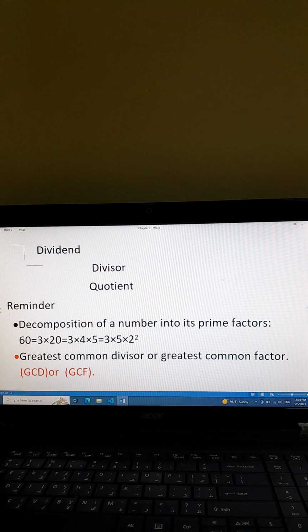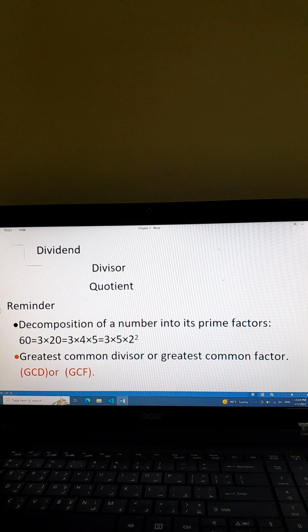Decomposition of a number into its prime factors. 60 is equal to 3 multiplied by 20, is equal to 3 multiplied by 4 multiplied by 5, is equal to 3 multiplied by 5 multiplied by 2 exponent 2.